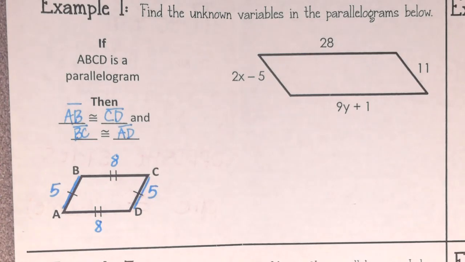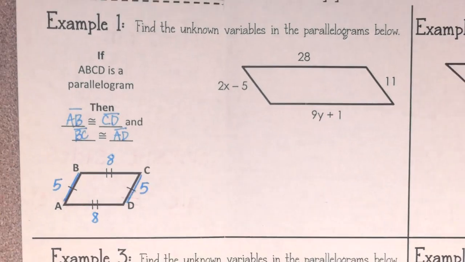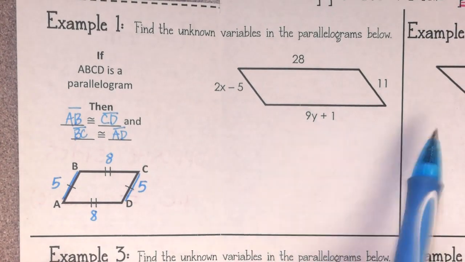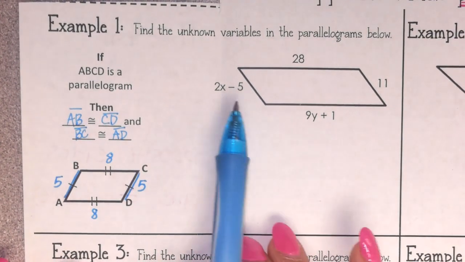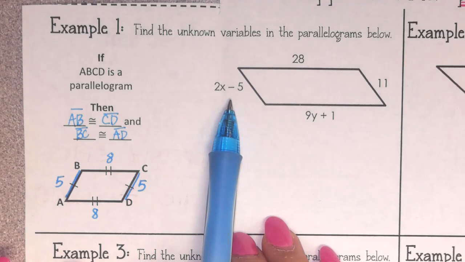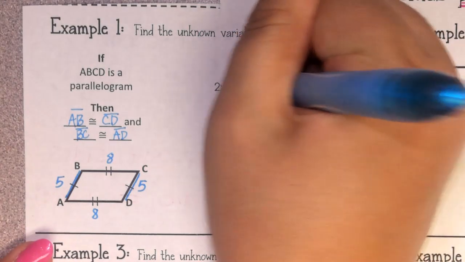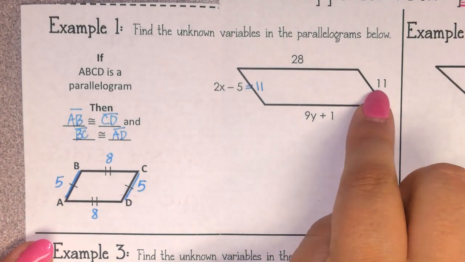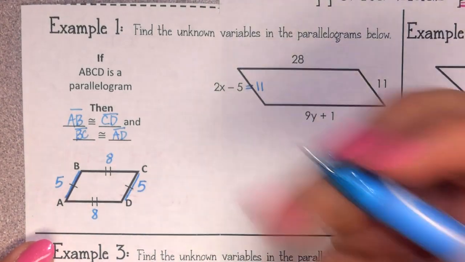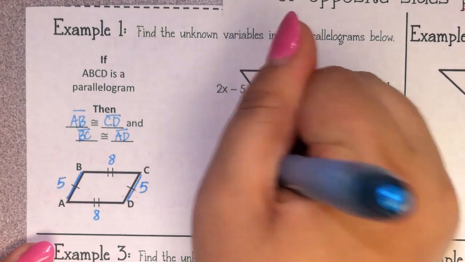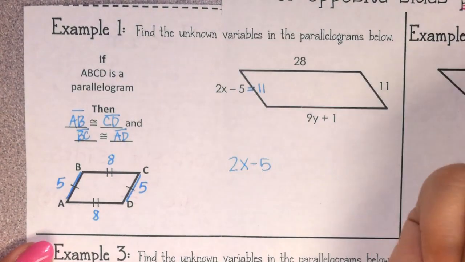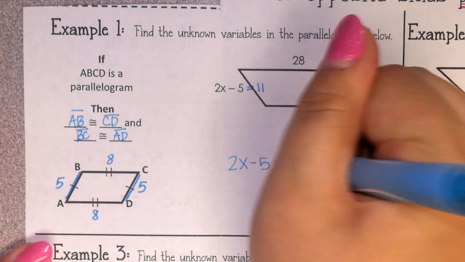Opposite sides are congruent. That's what I need you to know. Now, you're definitely going to see a question like this. Don't you agree this is a little bit more complicated? So, what is 2x minus 5 going to equal? Why is it going to equal 11? Because if this side's 11, what's this side? So now, 2x minus 5 equals 11.